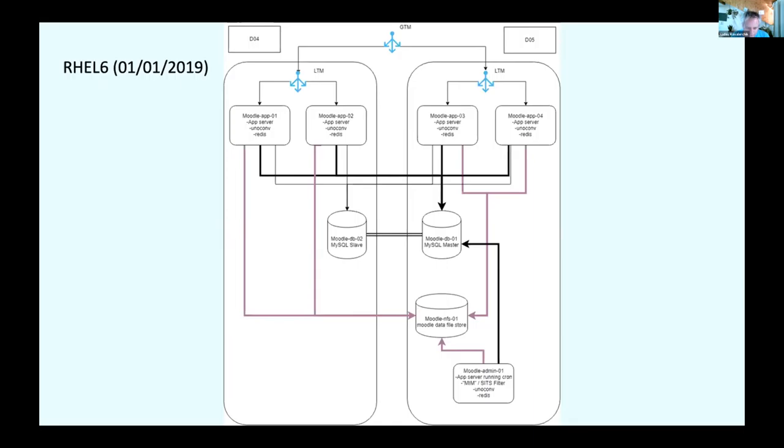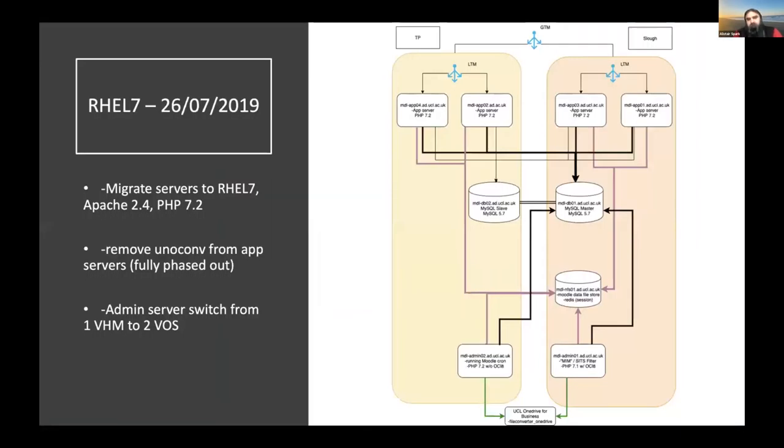We had Unicon in there, and we were essentially using NFS-based, file-based caching. Big issues with Unicorn. We had issues which I won't mention, which was not really proper. So we set off to upgrade to RHEL 7, go to the latest Apache and PHP, get rid of Unicorn, and start having an architecture which was relatively resilient between the two data centers that we have.